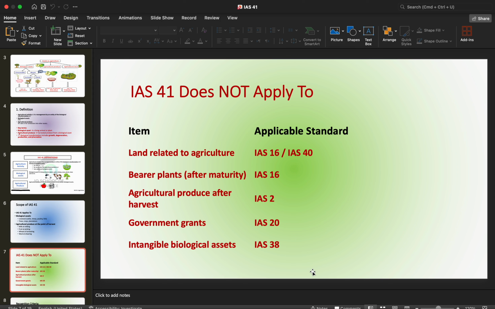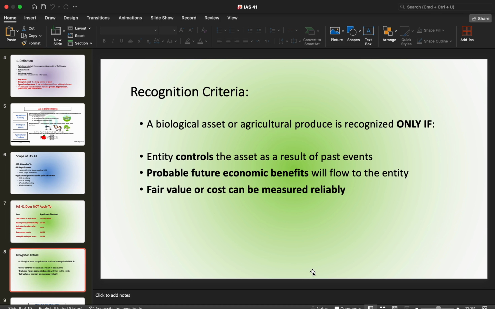following items. Land related to agriculture would be covered under IAS 16 or IAS 40. Bearer plants after maturity will be covered under IAS 16. Agricultural produce after harvest will be covered under IAS 2, and at the point of harvest or before harvest they will be covered under IAS 41. Government grants will be covered under IAS 20 and intangible biological assets will be covered under IAS 38.